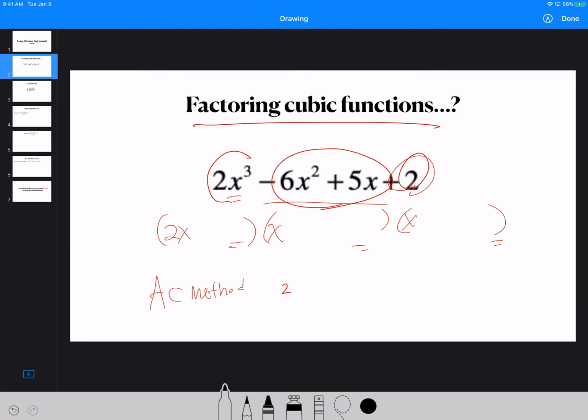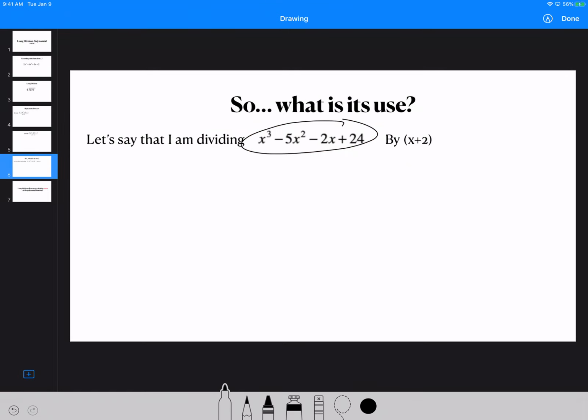And I want to go back to this question: if I wanted to factor cubic functions, can I really do this by using what we call long division? So let's say that I'm dividing x cubed minus 5x squared minus 2x plus 24 by x plus 2. If you were to do the math, or if you would like to just pause the video and try it on your own first, then let's check the answer afterwards.